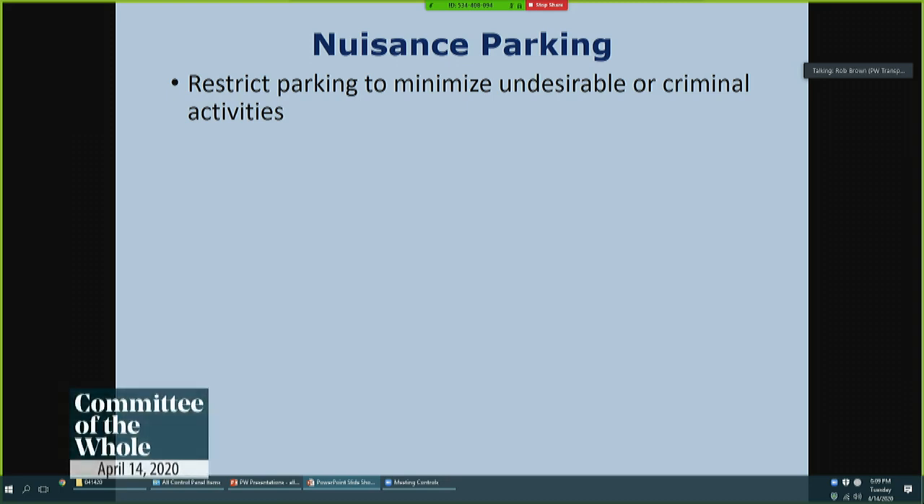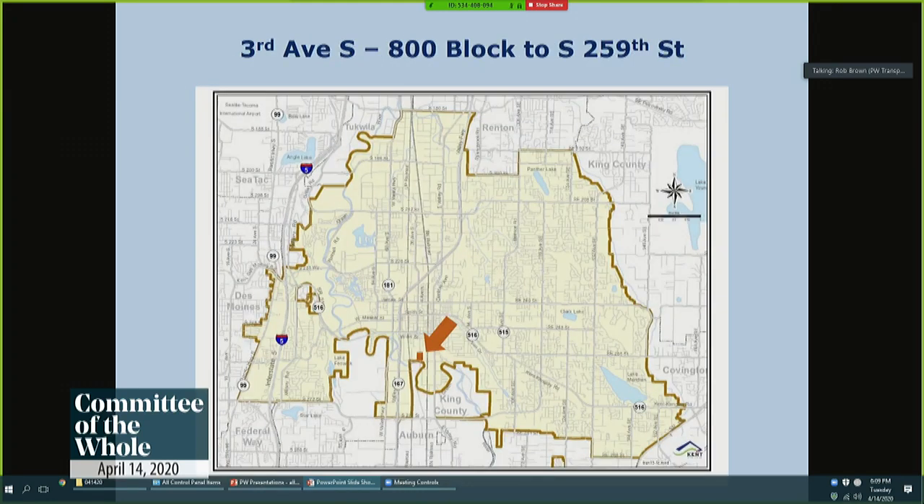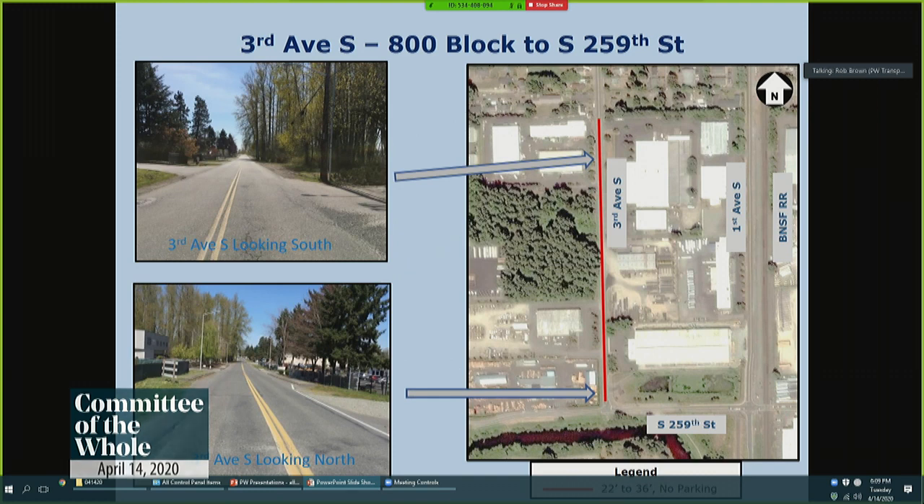Our next category is nuisance parking. These are places where we're requesting to restrict parking to minimize the undesirable criminal activities. These came to us from our police department. Next slide, please. Our first location in this category is 3rd Avenue South from the 800 block to South 259th Street. Next slide, please.